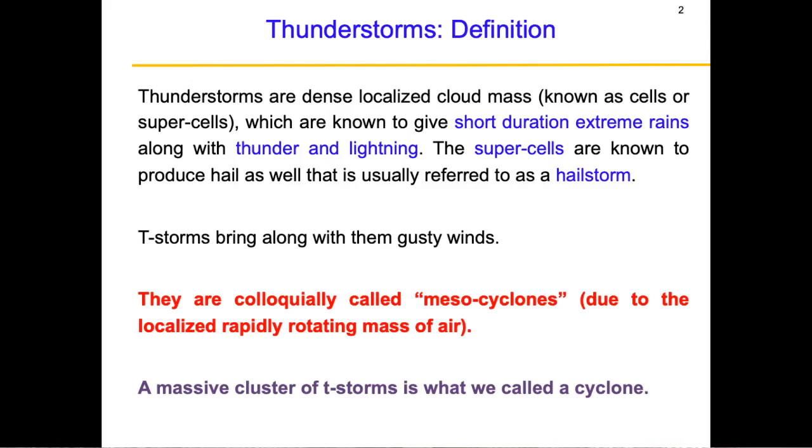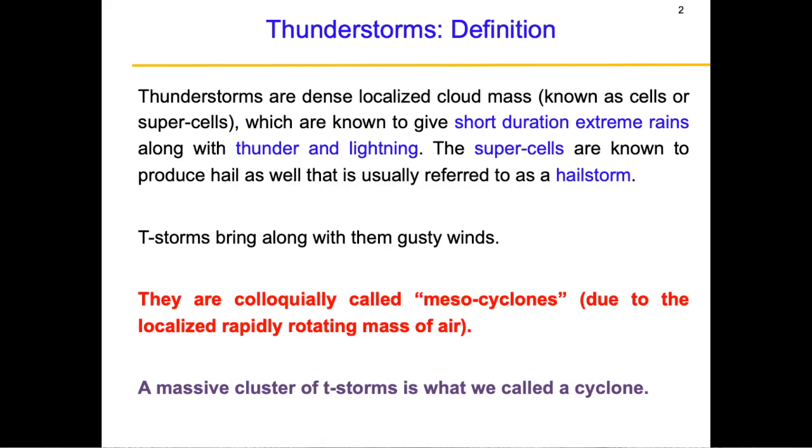The thunderstorms bring along with them very gusty winds. So suddenly you will see strong winds for a short period of time. That is because of the formation of these thunder cells. And because of this, they are also colloquially called mesocyclones.